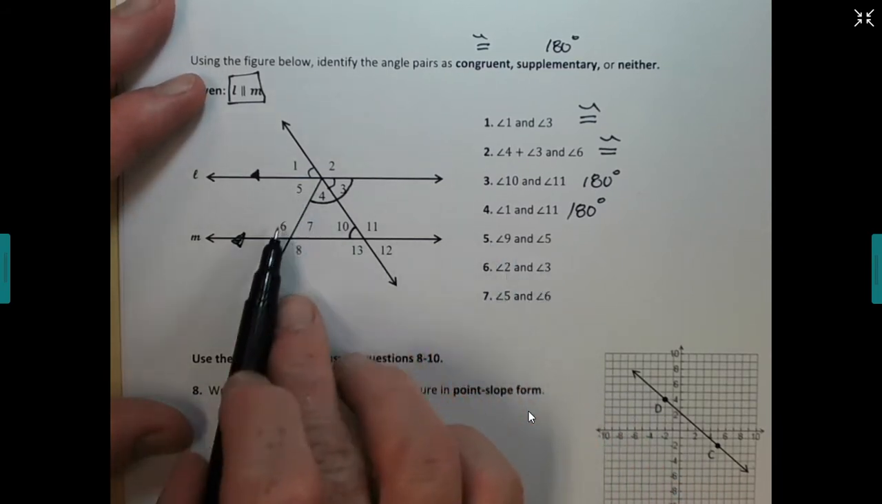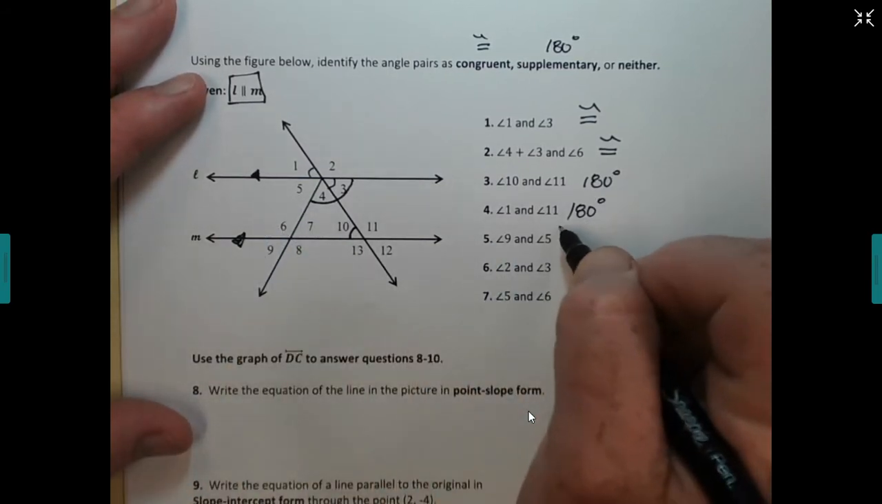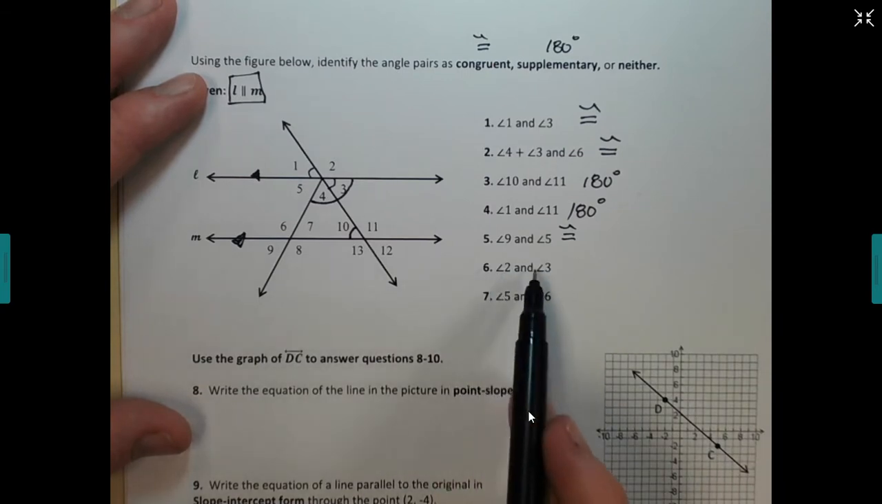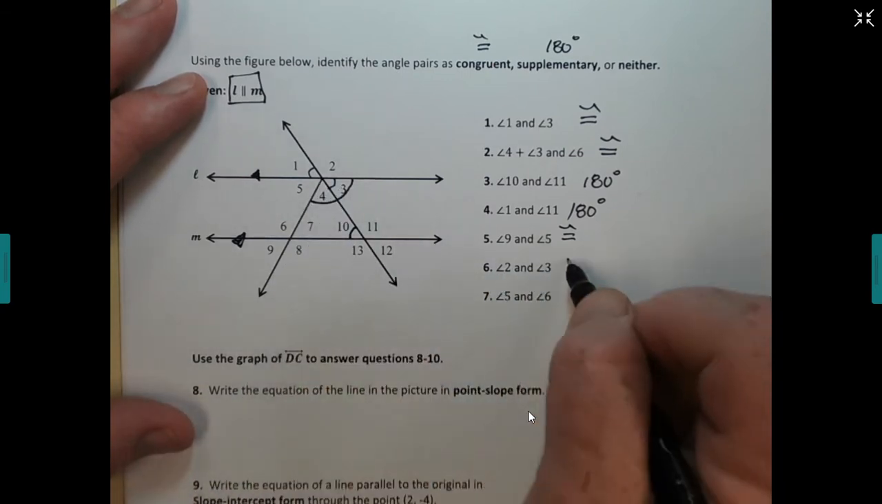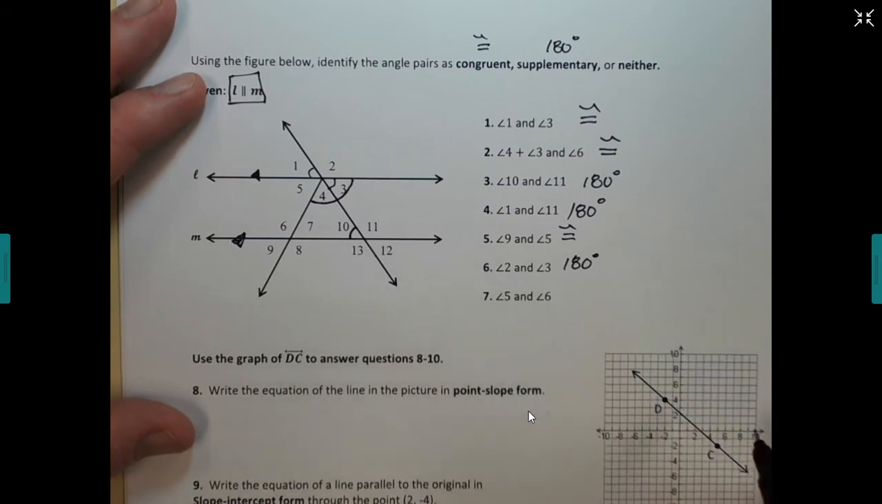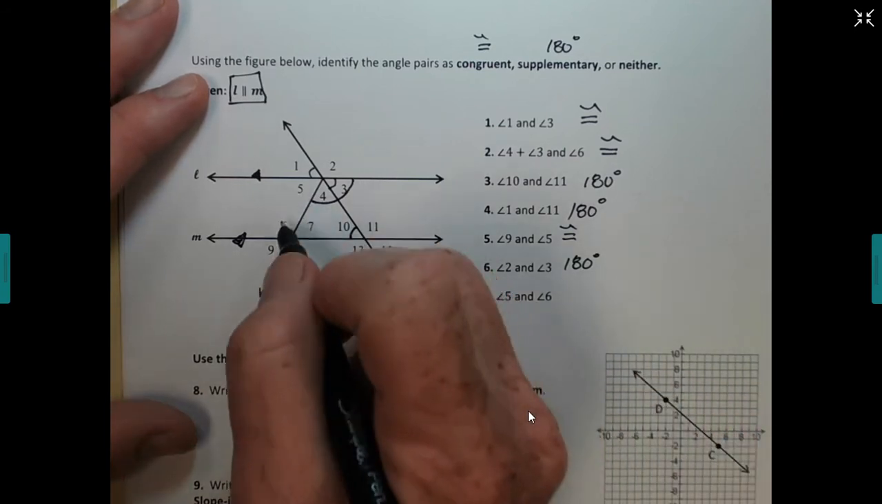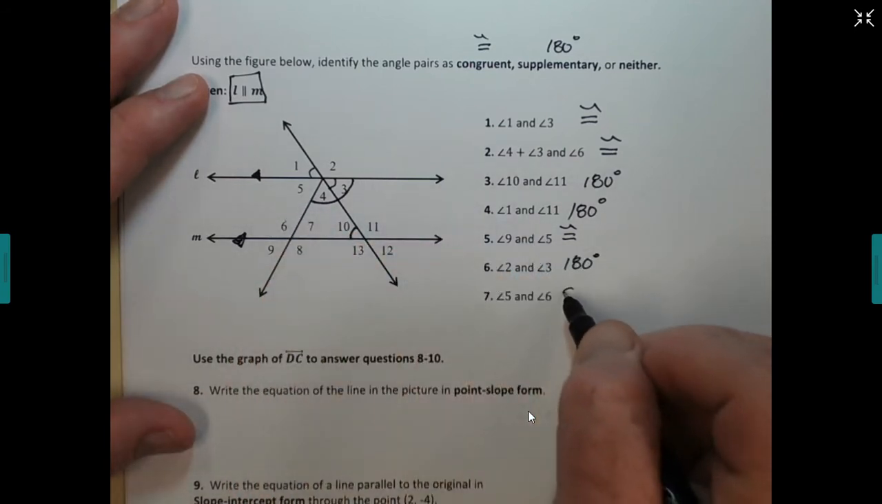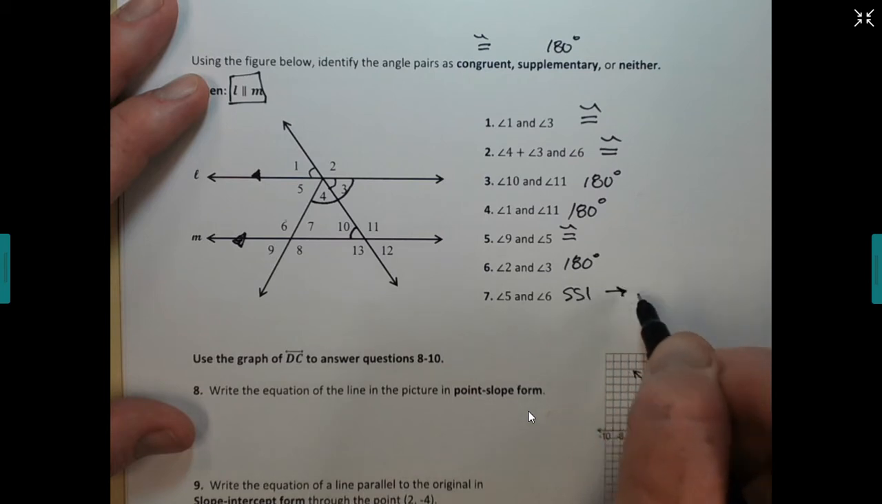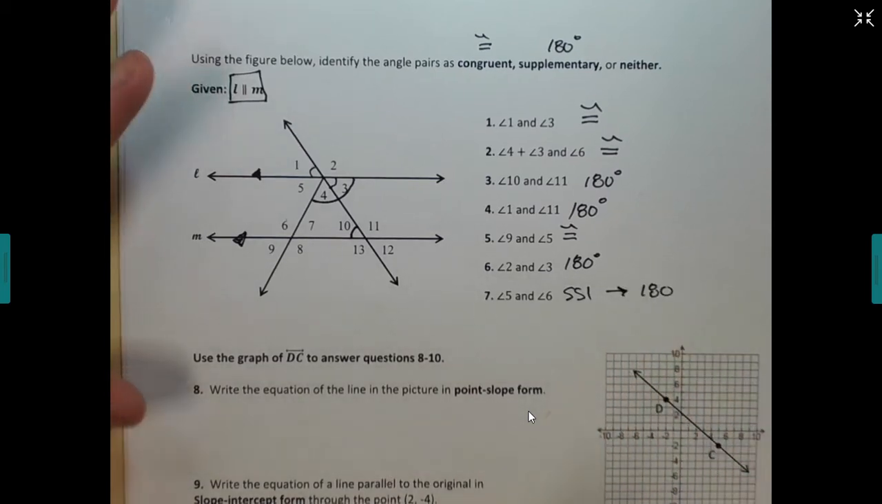9 and 5, corresponding, congruent. 2 and 3, another linear pair, supplementary. 5 and 6, same side interior angles. Remember, that's always going to lead to supplementary.